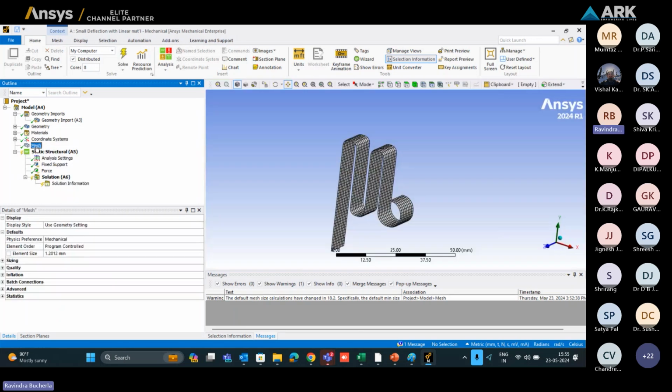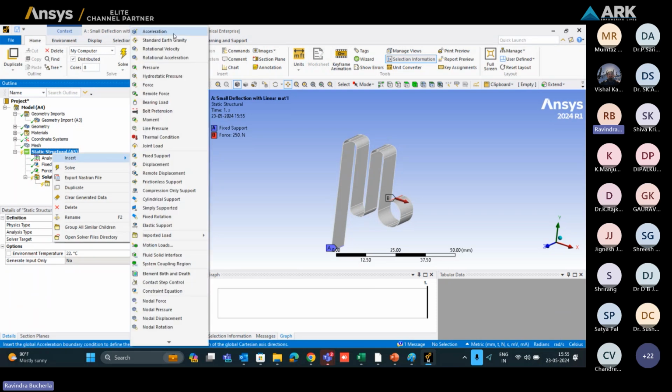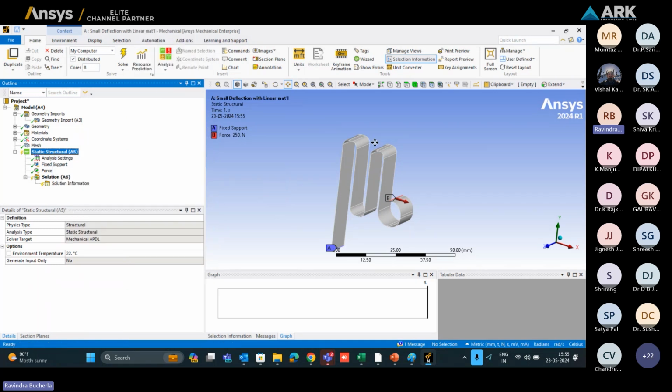Okay, and after generating the mesh, you can right click on static structural and insert the loads and boundary conditions that we want. Whether you want to insert any accelerations, earth gravity, rotational velocities, pressures, force, movement, thermal loads, fixed support, or remote displacement, whatever supports and loads you want to apply for your model, you can insert here and apply to the model.